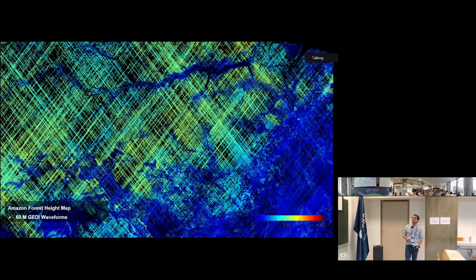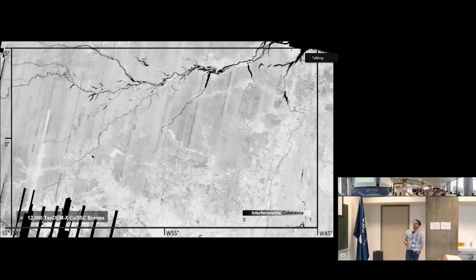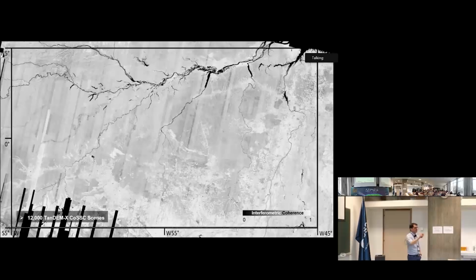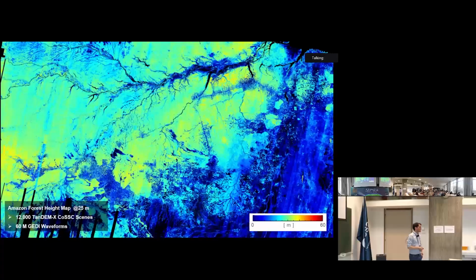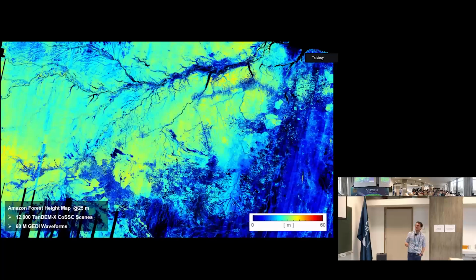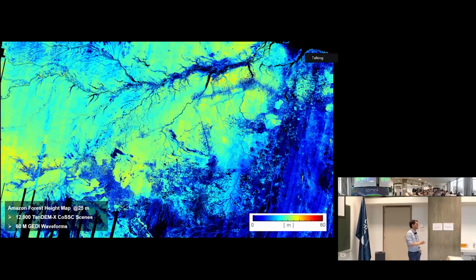So we apply the same approach. For every one of these TanDEM-X scenes, you get a mean profile from the GEDI footprints, and then you use this mean profile to get back the height. The result is this. You see that it is consistent with the GEDI information. This is just what you get from TanDEM-X, with nothing else.